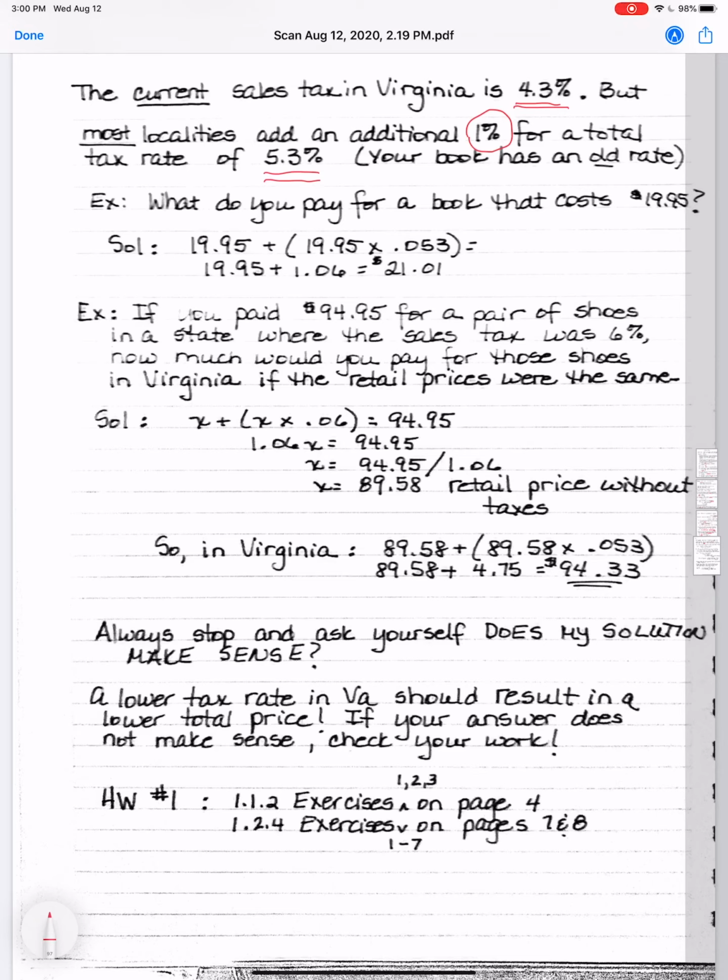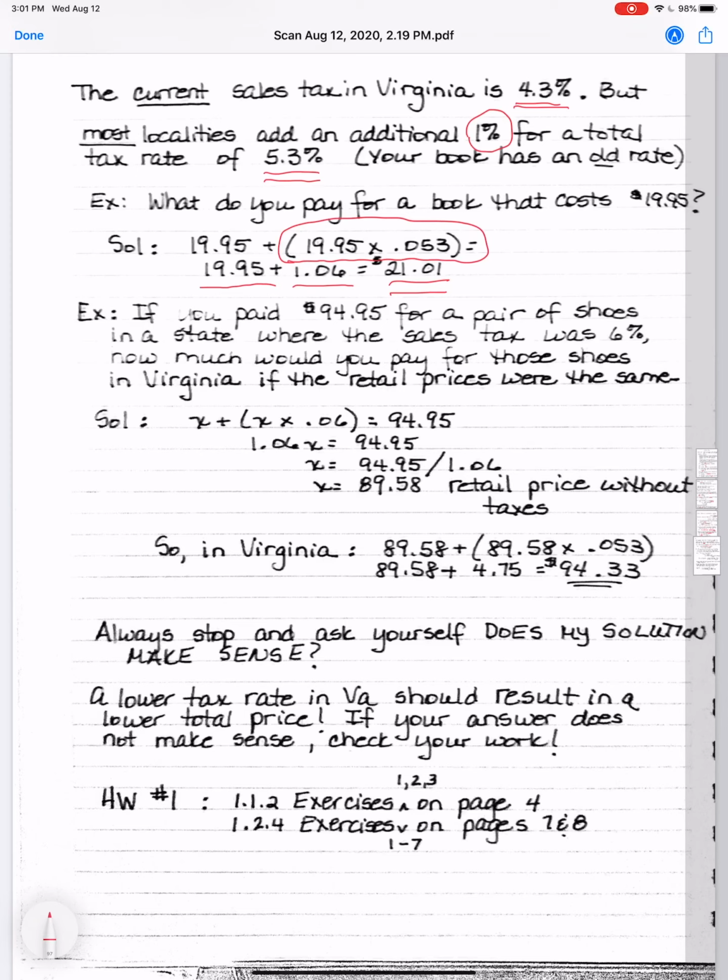So if you bought an item for $19.95 and you knew you had to add sales tax of 5.3%, you would have $19.95 plus $1.06 is $21.01. I'm sure this isn't news to any of you. You've had to live with this and deal with this forever. However, it's really kind of fun to play around with the way these numbers work.